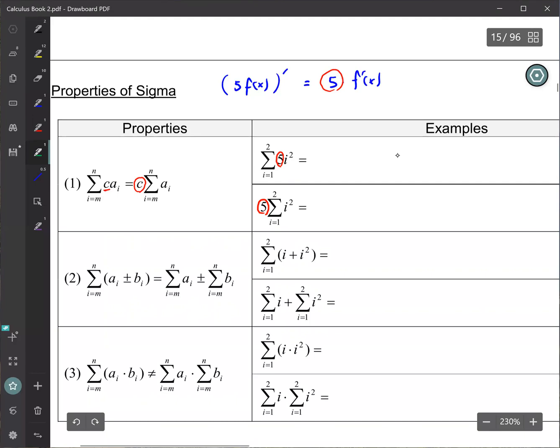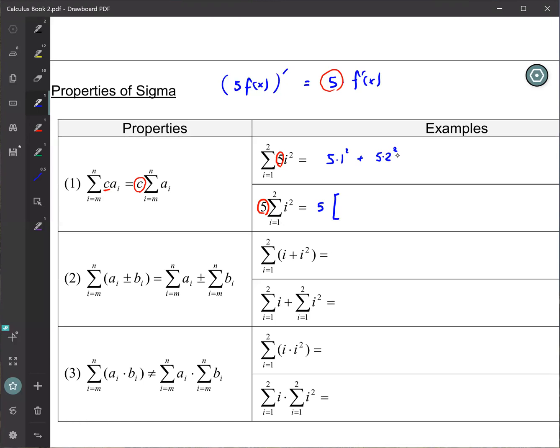The answer should be equal, even though the way you expand is different. So for example, the first one will look like 5 times 1 squared plus 5 times 2 squared. The second one is having a 5 in front, and then do the sigma of i squared. How do we expand the i squared? Joan?